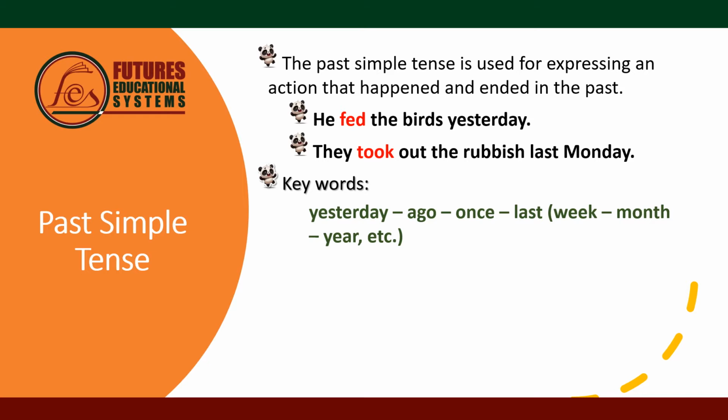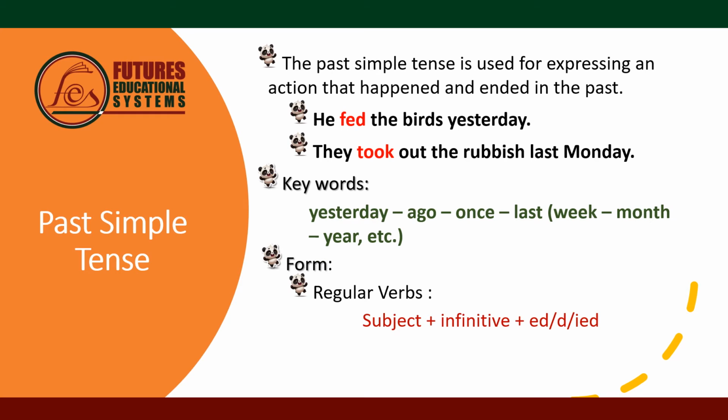What are the key words or the time markers that when we see them, we know that this verb started and ended in the past? Yesterday, ago, an hour ago, a week ago, a month ago, a year ago, once, last, last week, last month, last year, and so on.